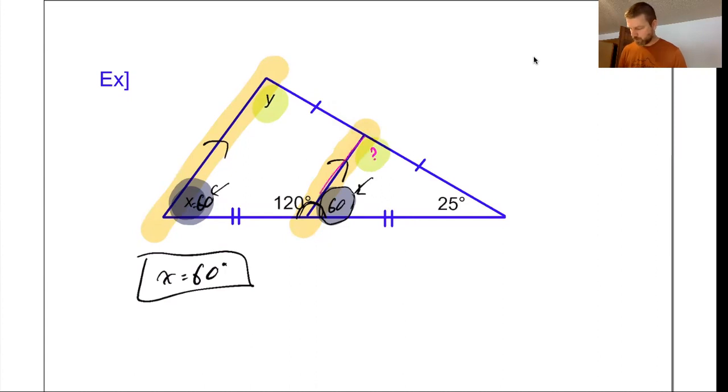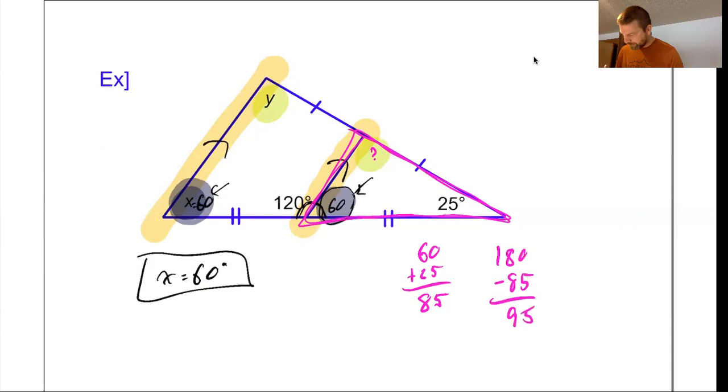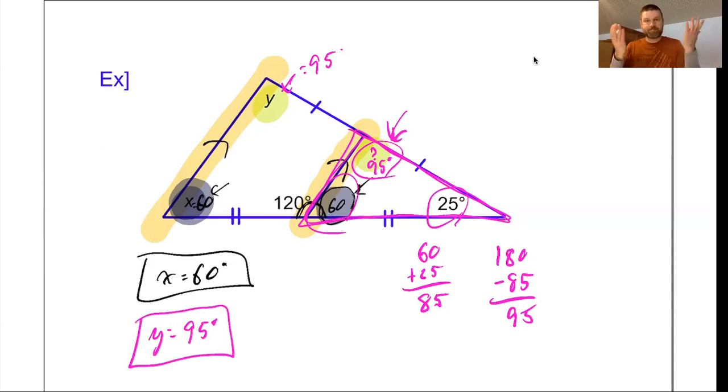One way is to look in that triangle there. Triangles have to add up to 180. If I take 60 plus 25, that's 85. To figure out how much is left to get to 180, we subtract 180 minus 85. That's 95. There's got to be 95 degrees left so that all three of these add up to 180. And if that one's 95, so is y. That's it. Those are the two main things we need to work on today.